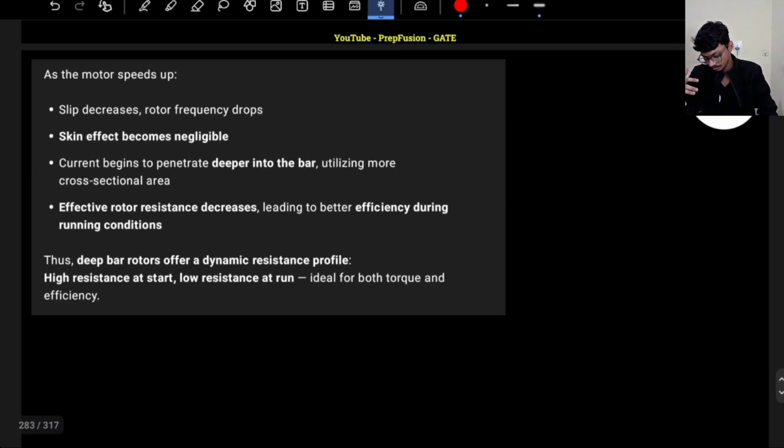Okay, so the same thing is written over here. As the motor speeds up, skin effect will be negligible. So we don't like the deep bar rotor, there will not be any skin effect. Most of the current will flow through the lower resistance, so there will be very little copper loss. Efficiency will be improved. So this is how deep bar rotors offer a dynamic resistance profile: high resistance at starting and low resistance during normal running operation. So this is the summary basically.